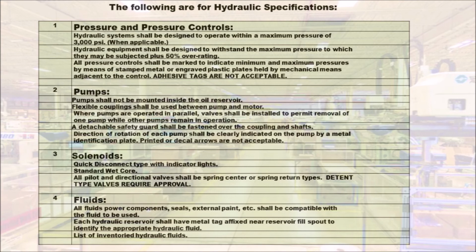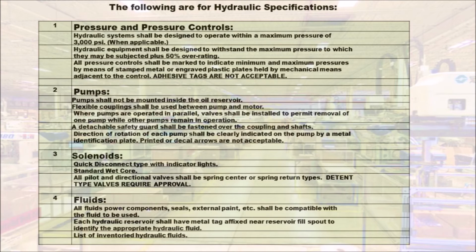Pressure and pressure controls. Hydraulic systems shall be designed to operate within a maximum pressure of 3000 psi, when applicable. Hydraulic equipment shall be designed to withstand the maximum pressure to which it may be subjected plus 50% overrating. All pressure controls shall be marked to indicate minimum and maximum pressures by means of stamped metal or engraved plastic plates held by mechanical means adjacent to the control. Adhesive tags are not acceptable.